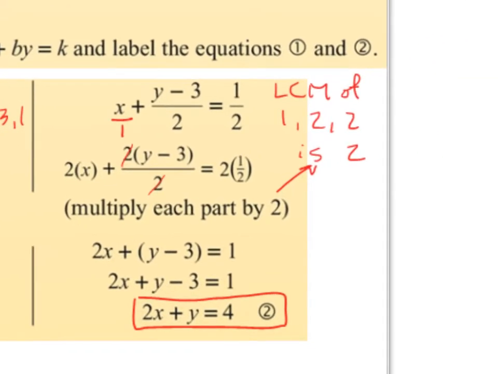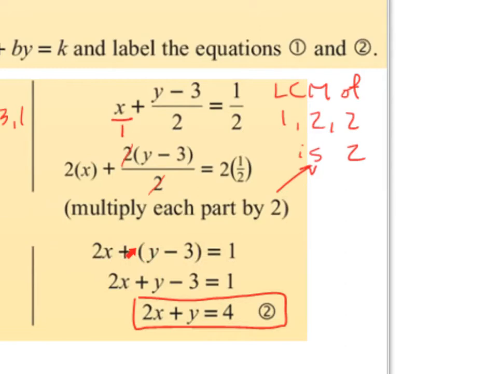Now we're going to do the same with x plus y minus 3 over 2 is equal to a half. So x is the same thing as x over 1. So our denominators are 1, 2 and 2. And the LCM, the lowest common multiple of 1, 2 and 2, is 2. So we multiply each part by 2. So we have 2 times x plus 2 times y minus 3 over 2 is equal to 2 times a half. 2 times x is 2x, and then 2 and 2 will cancel, so 2 divided by 2 is 1, so we just bring down the y minus 3, and 2 times a half is 1.